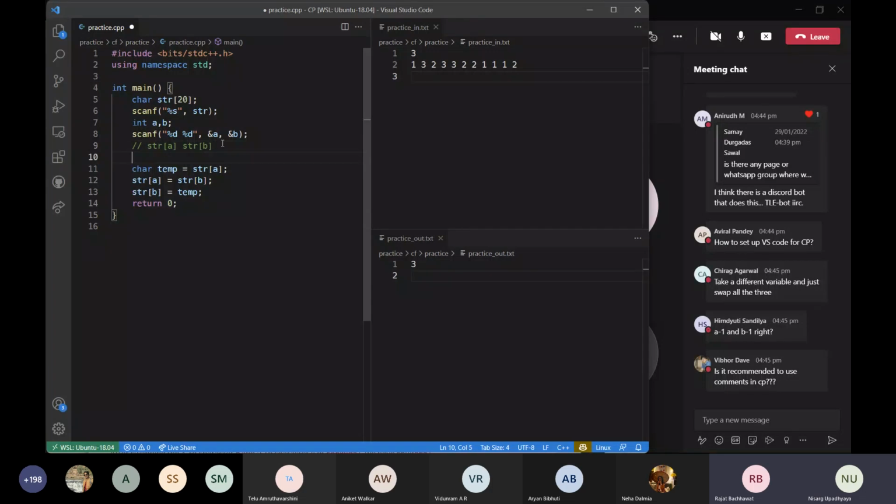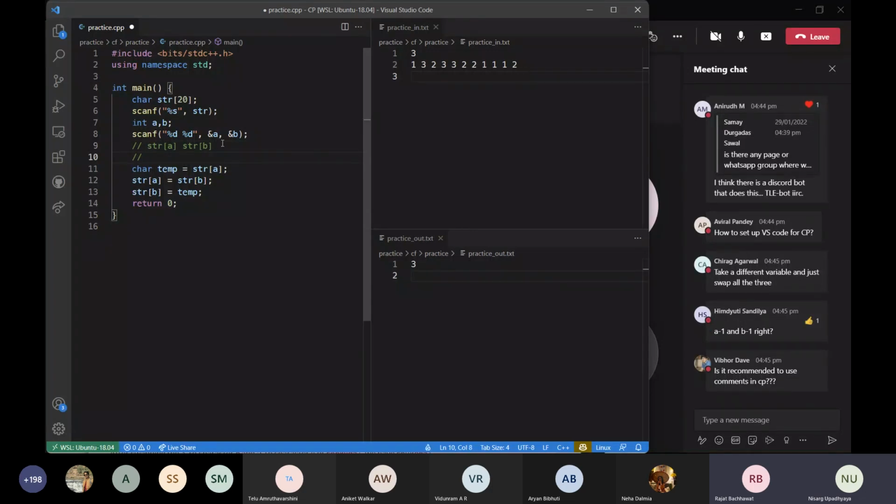So remember, this is a very common mistake which is often made: you need to take care of the fact that the indices which are given in the question and the ones which you use in your code might not be the same. The question refers to A and B in one-based indexing, whereas the character arrays in C are zero-based indexing. So this should be A minus 1, A minus 1, B minus 1, and B minus 1.